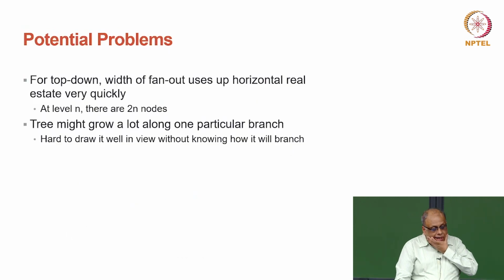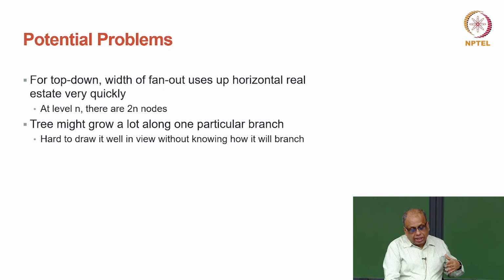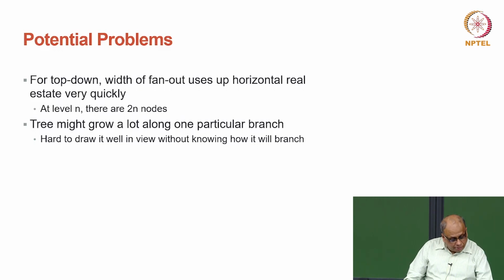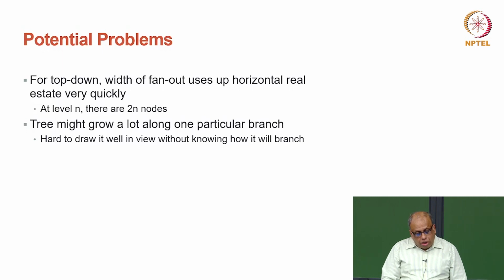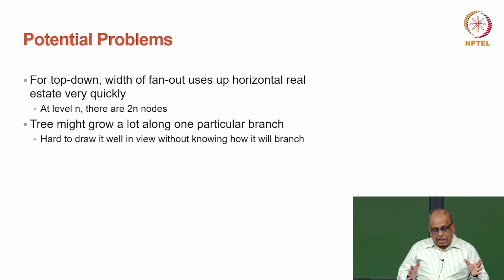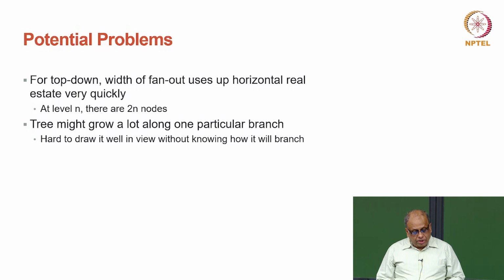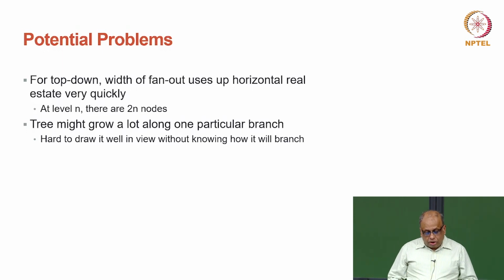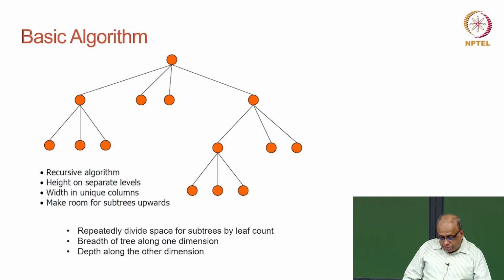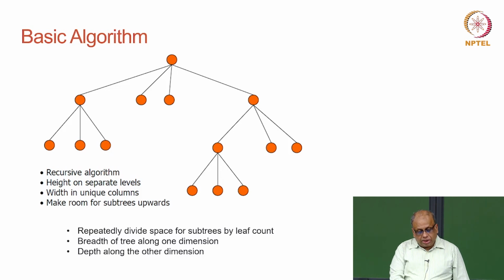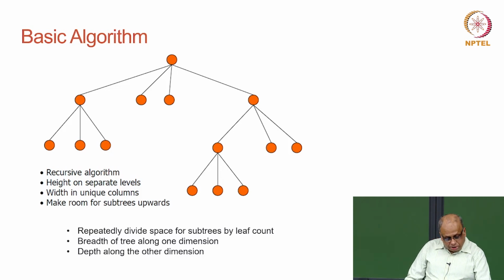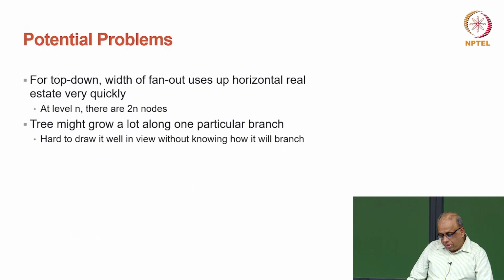So the problem that can happen with this is that as the fan out grows, the real estate is filled up very quickly. If there are a lot of nodes, that real estate will get filled up very quickly. Also, if the tree is not balanced, if different subtrees have different numbers of children, then the space won't be efficiently utilized. For example, there is a lot of wasted space if some subtrees have no children. Okay, so that is another problem you have in this.